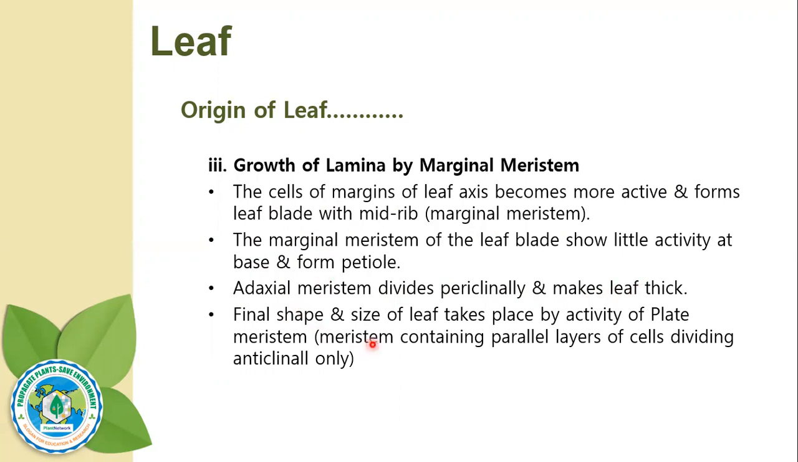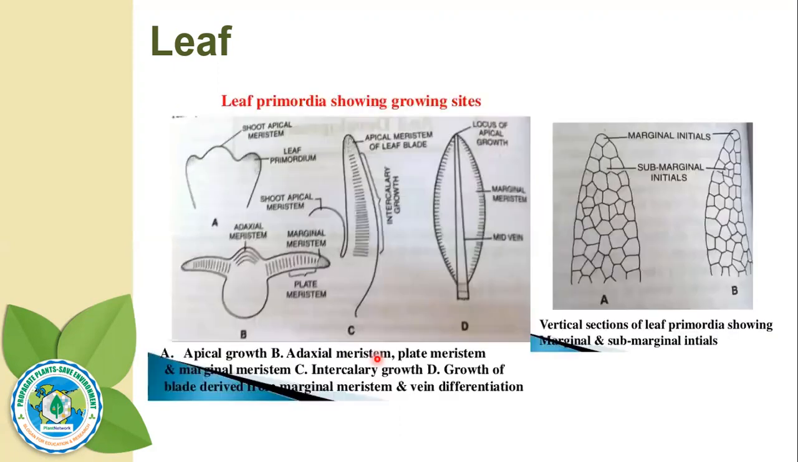The final shape and size of the leaf is determined by the activity of the plate meristem. This is the meristem containing parallel layers of cells dividing by anticlinal divisions. This slide shows photographs of the apical growth, adaxial meristem, plate meristem, and all the developmental stages that are required for the formation of the leaf.